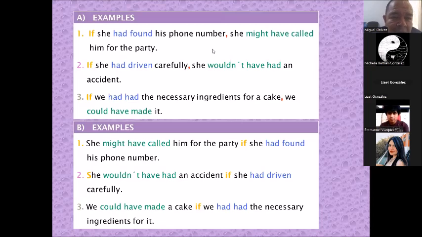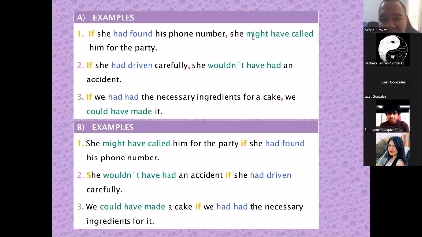Let's see other examples. First, we are going to check these three examples where we use if at the beginning. If she had found his phone number, she might have called him for the party. If she had driven carefully, she wouldn't have had an accident. If we had had the necessary ingredients for a cake, we could have made it.